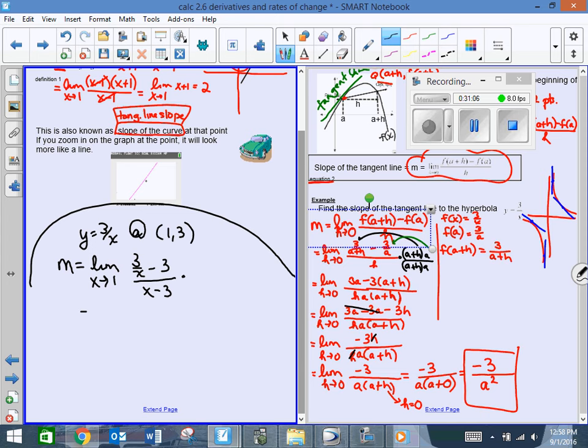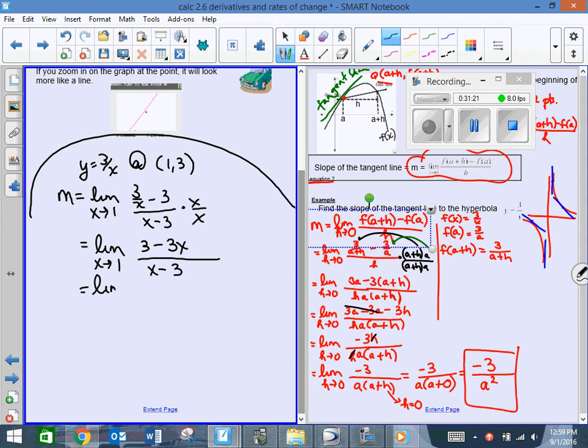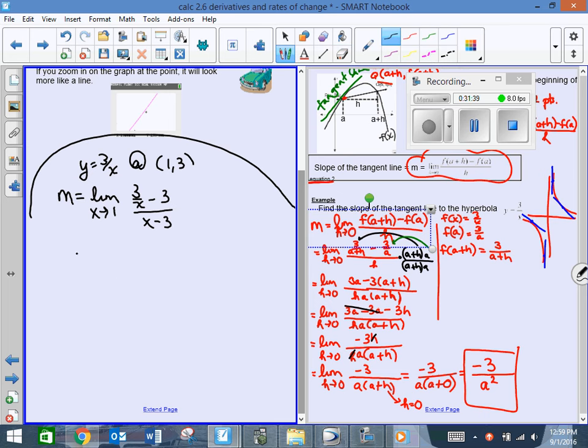What should we multiply by? X, good job. X over x. Okay. So what do we get? 3 minus 3x over x minus 3. I know I'm doing this fast because I want to make sure we get through. I'm going to take a 3 out. I'm going to get 1 minus x. Wait, what am I doing? I don't even need to do this, do I? I could have just substituted from the beginning. Gosh sakes. Yep. Okay. I can plug in 1.